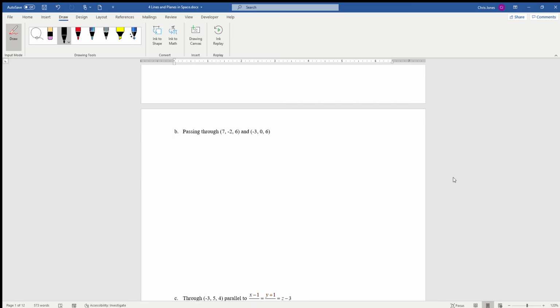A problem that you might have faced in pre-calculus very often is, given 2 points, try to find the equation of a line through 2 points in 2 dimensions. Now we're going to look at that same problem in 3 dimensions.